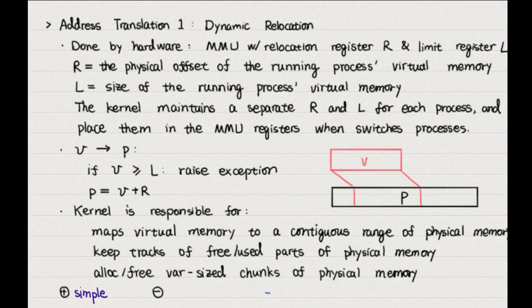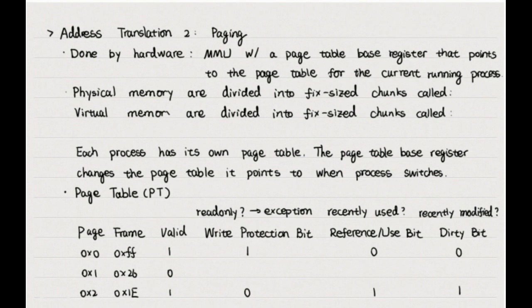On the other hand, it leads to external fragmentation. External fragmentation means that there are unused blocks in the physical memory between the allocated blocks. We want to avoid external fragmentation as it leaves holes and wastes physical memory. The solution to external fragmentation is paging.